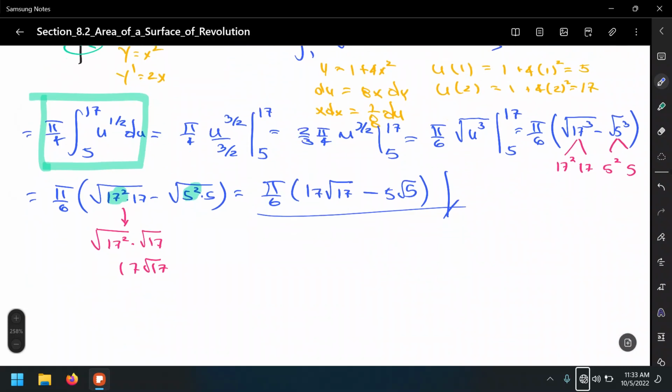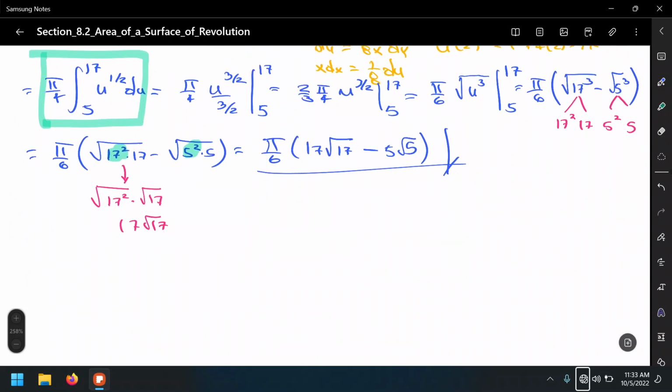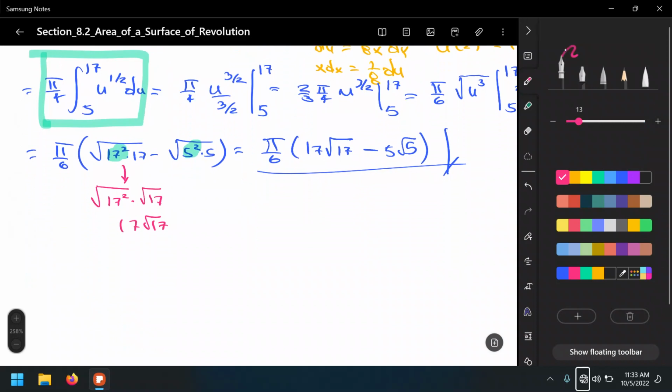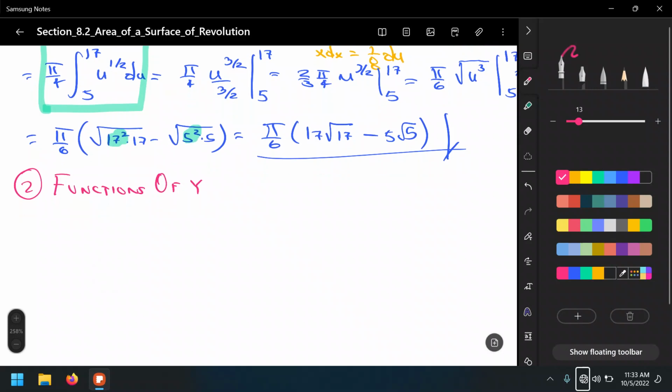So let's have a look at part B of the problem. Well, let me erase this to make some space. I mean, we already explained what this is. So part 2, functions of y. Functions of y. All right, number 1. What are we going to do here?